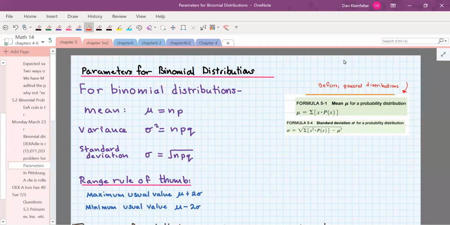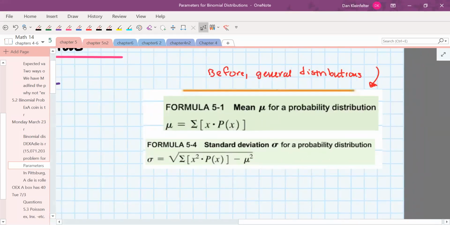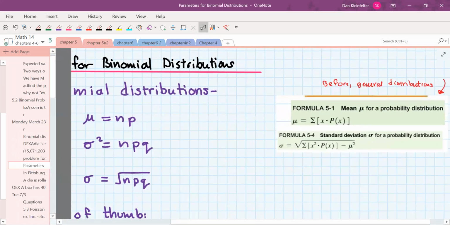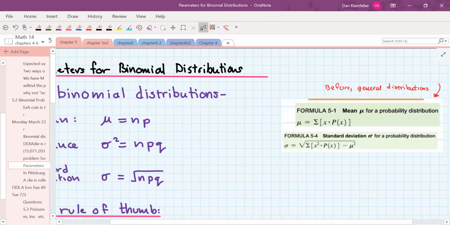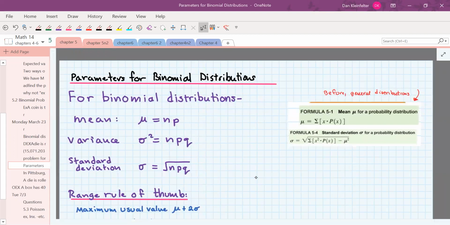All right, so let's finally finish up section 5.2 by talking about parameters for binomial distributions. By parameters for binomial distributions, this means we want to know about the mean, variance, and standard deviation. Back in the beginning of chapter 5, we looked at the mean and standard deviation for just any old probability distribution, and we saw that that took a fair amount of calculation sometimes. Fortunately, due to the regularity of a binomial distribution, a fixed number of trials and a constant probability, the formulas are a lot simpler.